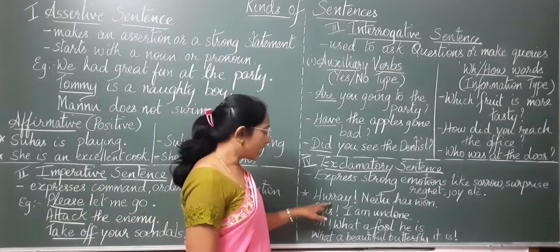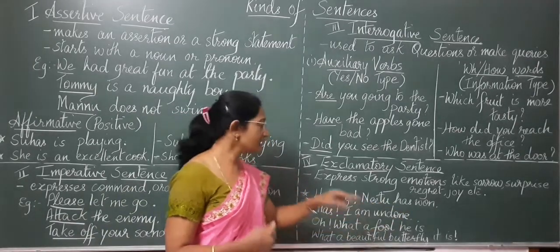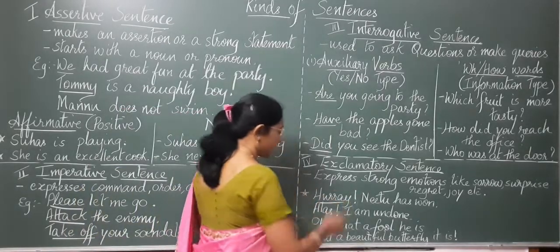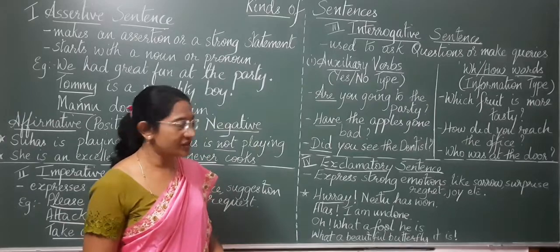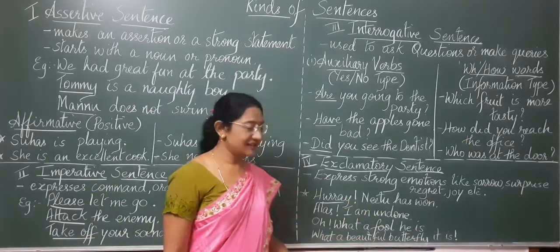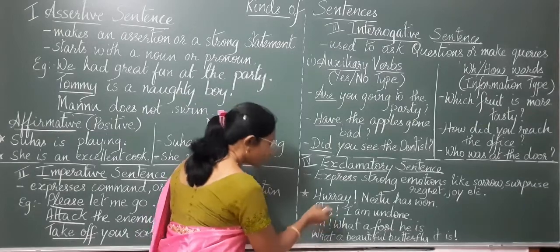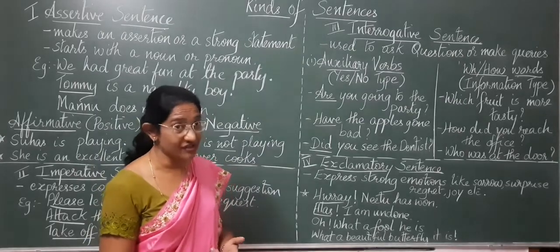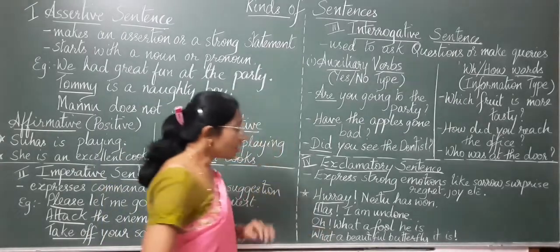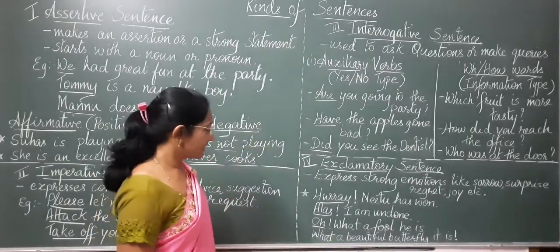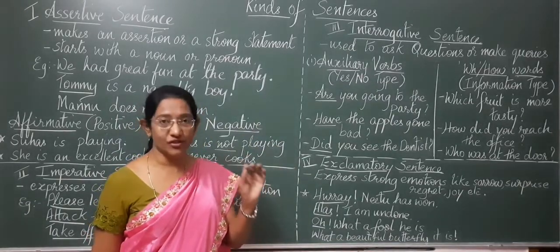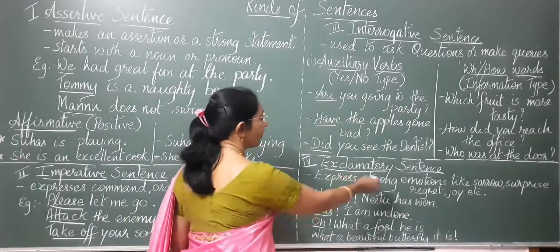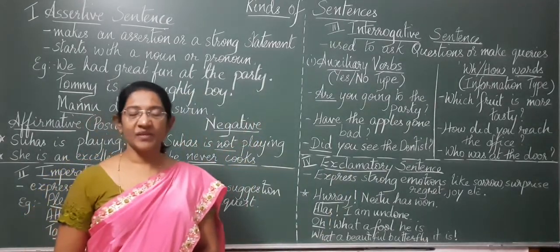Well, hooray! Neetu has won. So that's a strong emotional feeling of joy. Alas, something to lose. I am undone. So, expression of sorrow. Oh, what a fool he is. Something of regret. What a beautiful butterfly it is. So, expression of joy or appreciation. Such types of sentences are called exclamatory sentences.